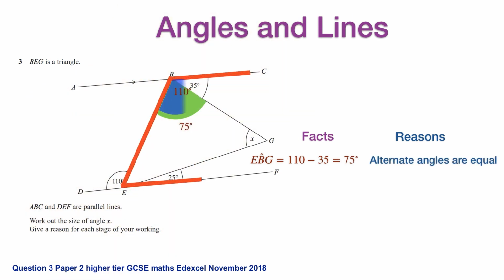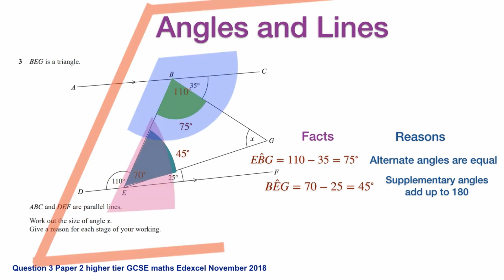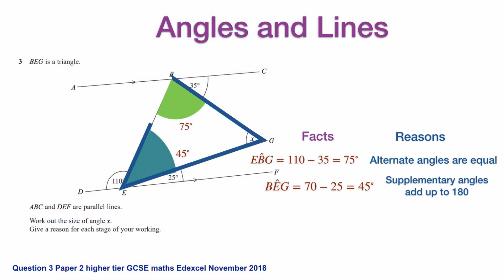Angles BEF and EBC are supplementary angles and they add up to 180 degrees. Hence, the angle BEG is found by subtracting 25 from 70. This gives us 45 degrees. And finally, the angles in triangle BEG add up to 180 degrees, as all angles in a triangle add up to 180 degrees. Therefore, the angle X is given by subtracting 45 and 75 from 180 degrees. This gives us 60 degrees.